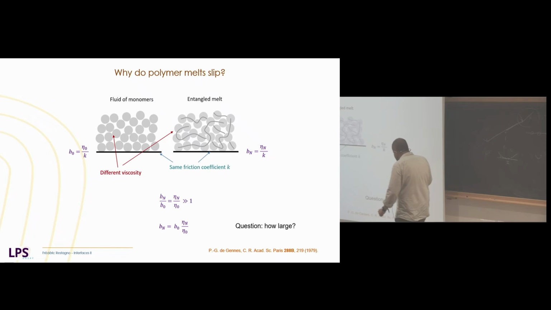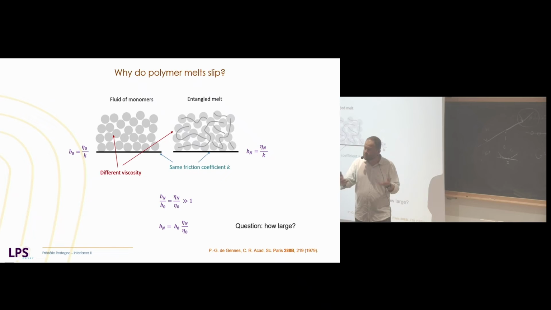The objective of this exercise is to understand why b for a polymer can be large. The idea is that b will be large just because polymers are viscous. Even though the friction is high, the fact that the viscosity is high will allow the polymer to have long slip lengths. Same friction, but long slip lengths. So that explains why it's a problem with polymers in a rheometer.